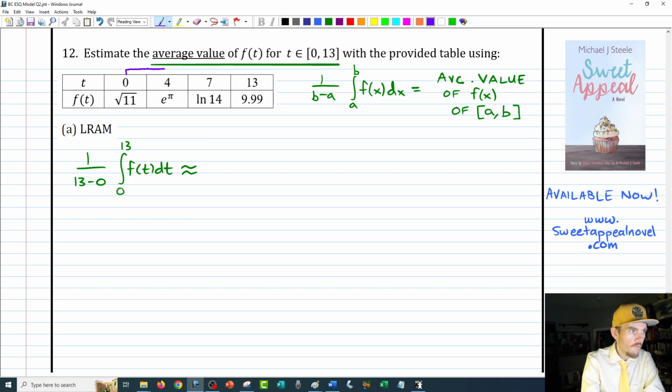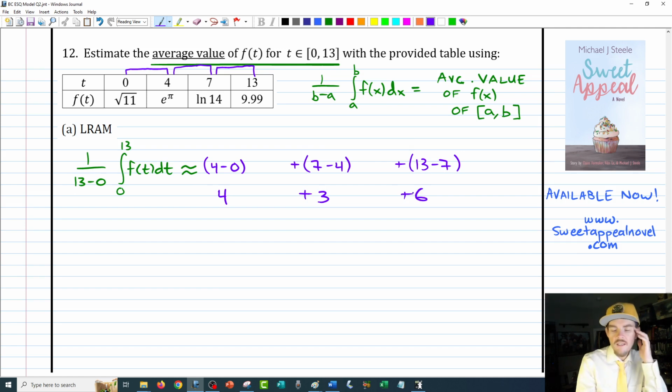So for instance, as I look at this table of values, I can see that our first rectangle will cover the region from 0 to 4, which means it's going to have a width of 4 minus 0. The second rectangle is going to cover the interval from 4 to 7, which means it's going to have a width of 7 minus 4. And the third interval is going to be from 7 to 13, which means it's going to have a width of 13 minus 7. Now, of course, we know all these values. That's 4, that's 3, and that's 6.